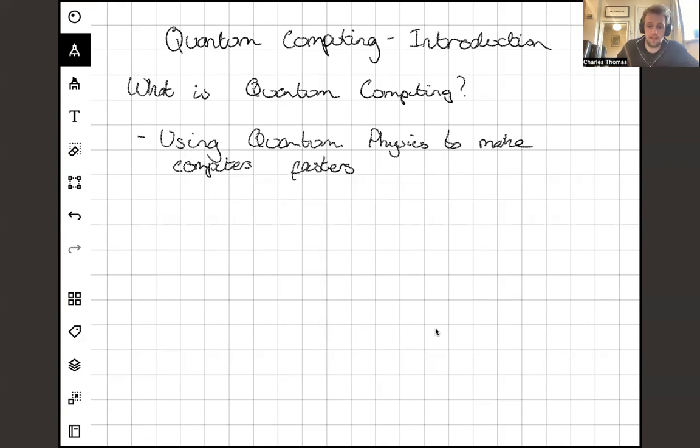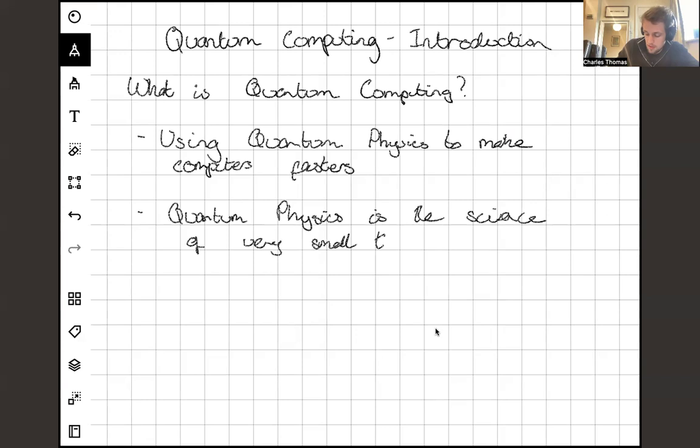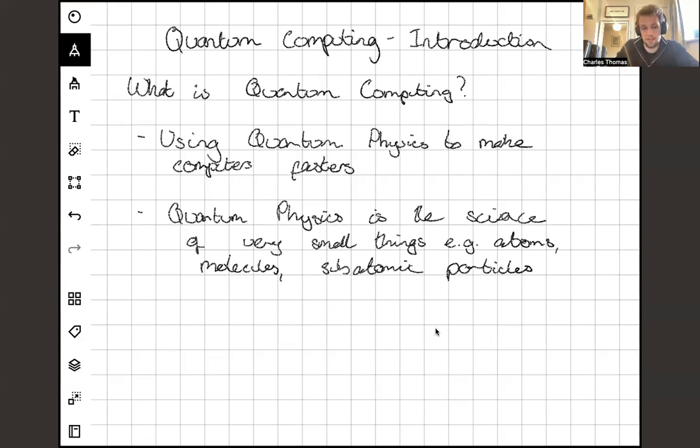So this sort of begs the question, what is quantum physics? Well, quantum physics is the science of very small things. And by very small, I mean things like atoms, molecules, and things even smaller, so subatomic particles. So that's sort of what it is.